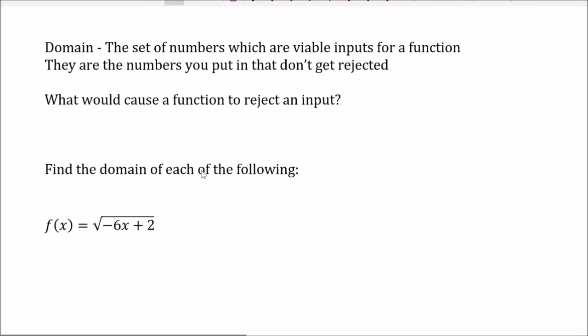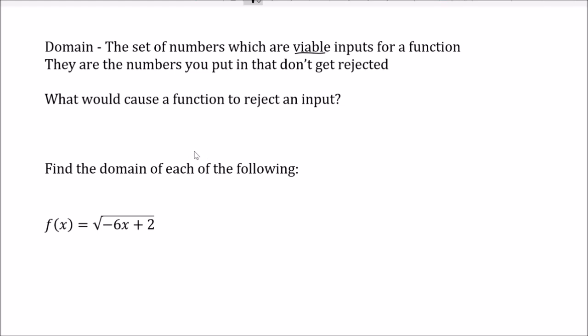Okay, the domain is the set of numbers that are viable inputs for a function. Now, when I say they're viable, that means literally any number that you could put in and it would work. Also known, as this second line says, as the numbers that don't get rejected. So before we go looking at domains, we need to think about why a function would reject an input.